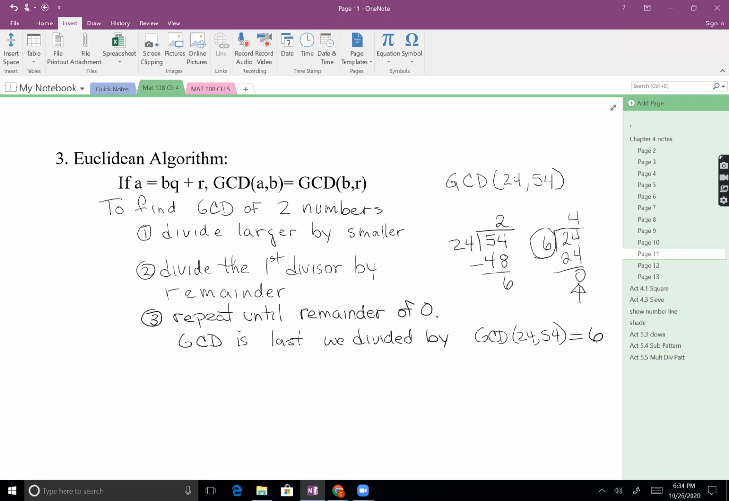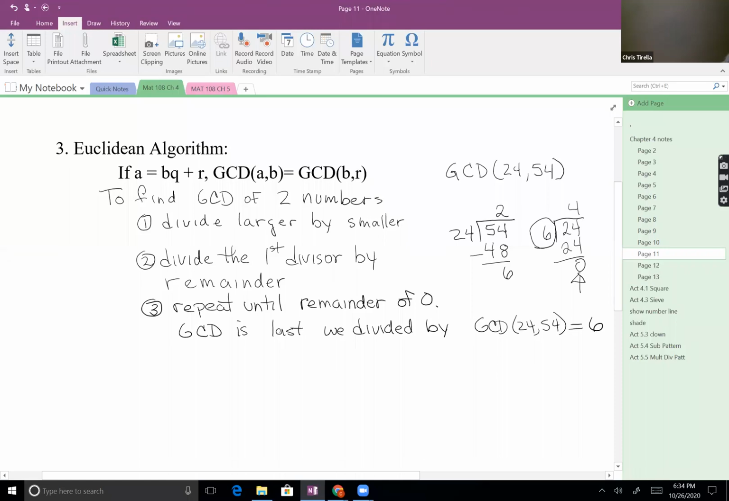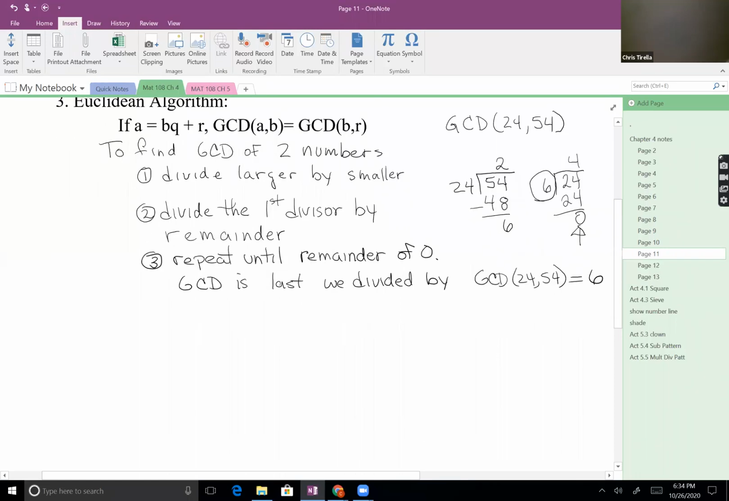So let's try another one using that method. Let's find the greatest common divisor of 363 and 77. And I apologize, I shouldn't have written the word and in there. I should have put a comma. 363 and 77.